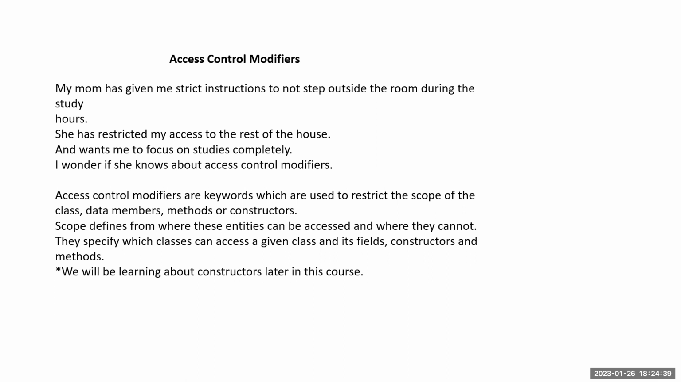If you specify these things on a class, then classes can access the given class and its fields, constructors, and also methods. Whenever you specify something on the class, you can still access its own properties, like its fields and its constructors. For now, what is a constructor? Just keep it aside; I'm going to cover that in the next classes. The main concept is the access control modifiers. So what are they?